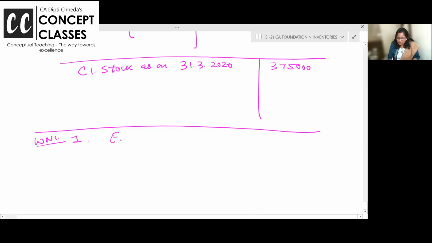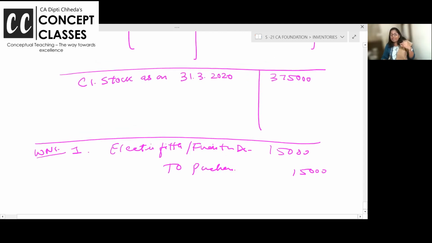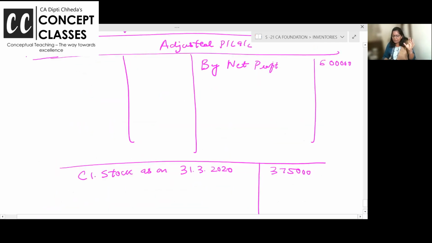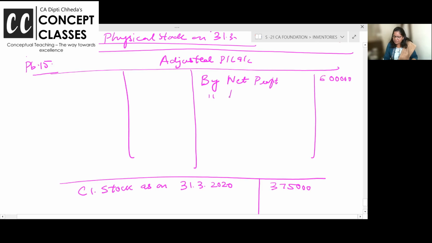Now, what you should have done? Electric fittings or furniture account debit, to purchases. Journal entry not required, I am showing you. By mistake, have you inflated the purchase? Yes. So if you reduce the purchase, now the profit will increase. Already trading P&L is prepared, net profit is here. Increase the profit. Buy furniture.